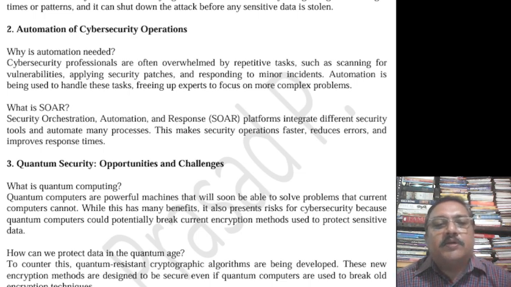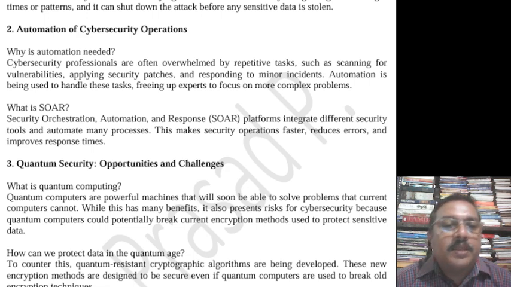SOAR, security orchestration, automation and response. SOAR is a platform which integrates different security tools and can automate many processes, which makes security operations fast. It reduces errors and improves response time. So a new term introduced, that is security orchestration, automation and response. That is the automation one.